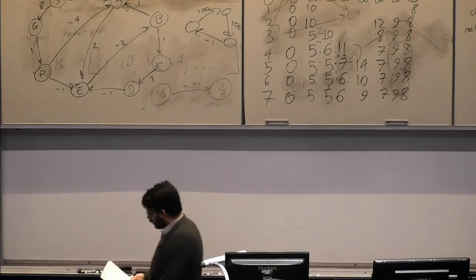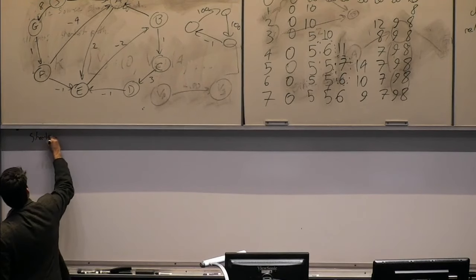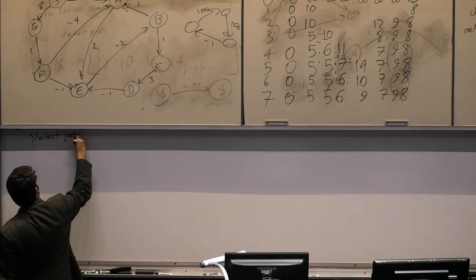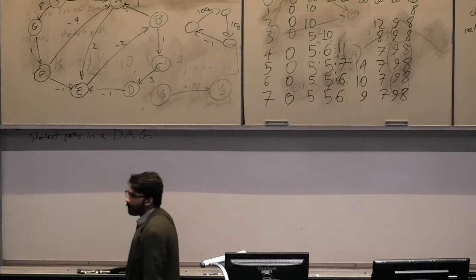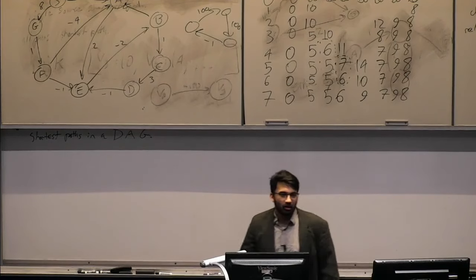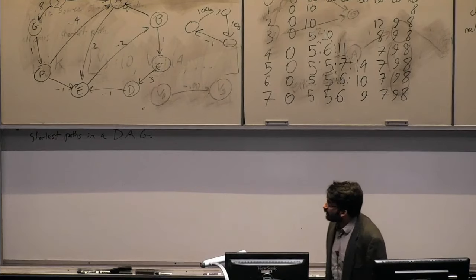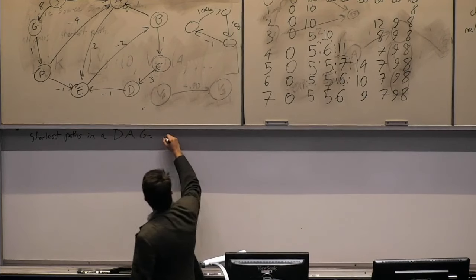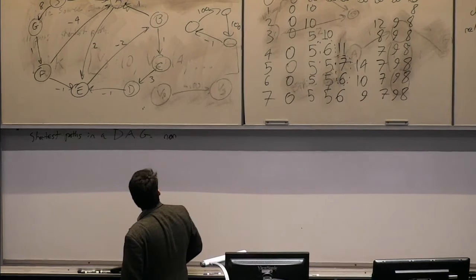All right, let's do shortest paths in a DAG. A DAG has this great property that you don't have to do any look-back updates. First off, in a DAG, we can even include non-negative edge weights. We can even include negative edge weights.